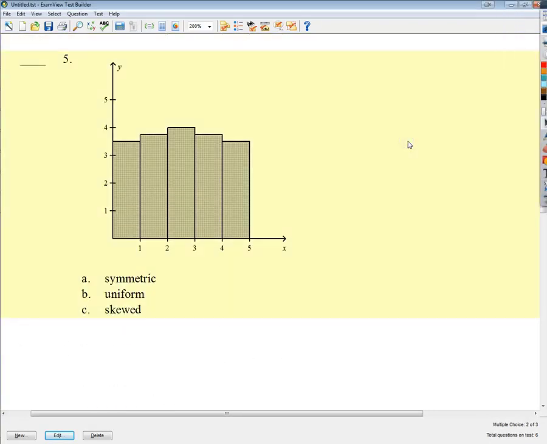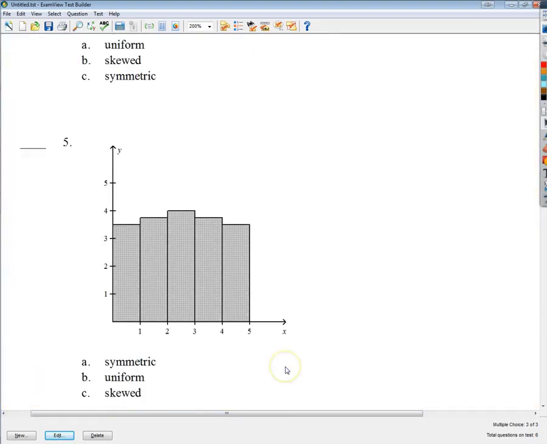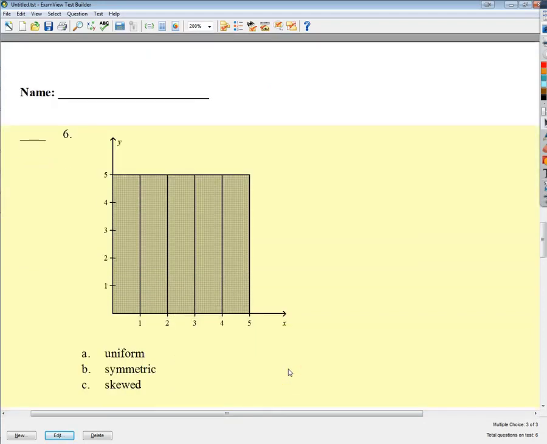this is a very good example of a uniform histogram, just because this one's a uniform histogram. This is a perfect example of a uniform histogram.